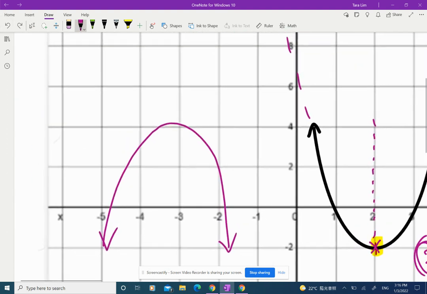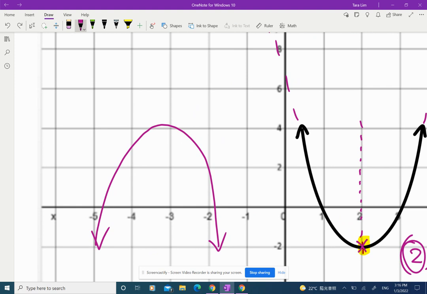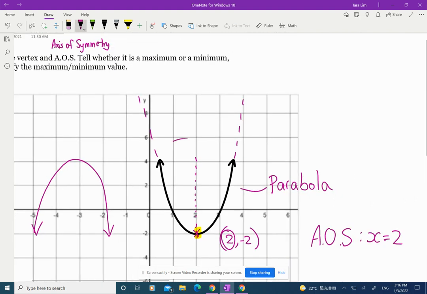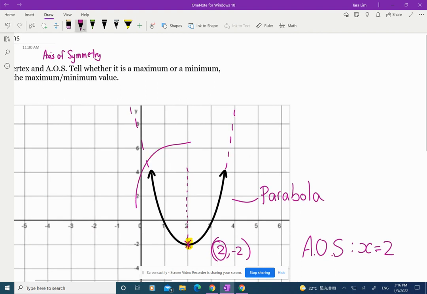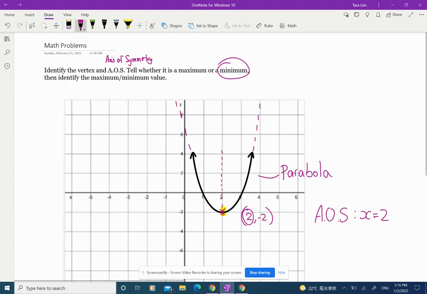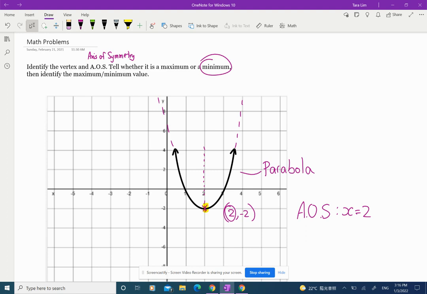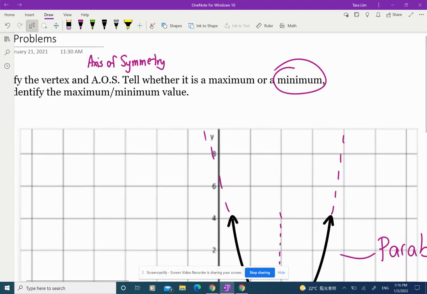Now, if you take a look at this parabola, it is a maximum because the maximum point of this whole line is this part here. So it is a maximum. But remember, we're answering this question, so forget about this one. We know that this parabola is a minimum, so we can just circle that here. Now, identify the maximum or minimum value. We have to cancel this maximum because it is not a maximum, it is a minimum. So we have to find the minimum value.